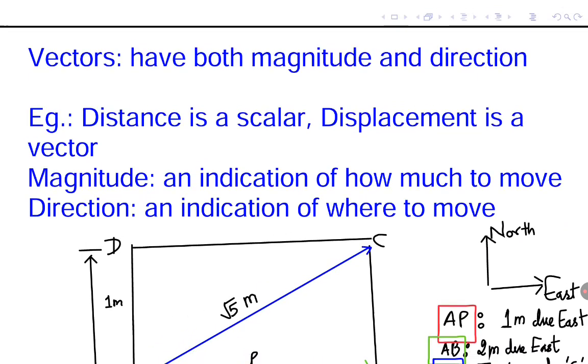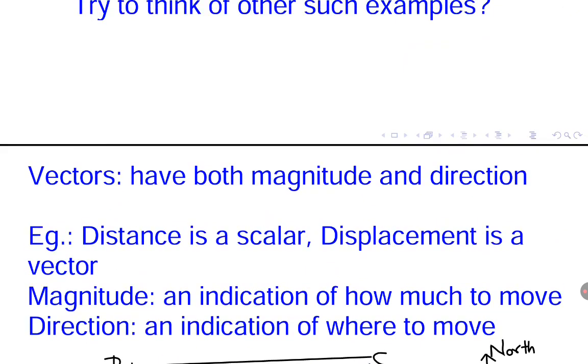Now let us move on to vectors. These are more interesting because, just like scalars, they have a magnitude, and additionally they also have a direction. For example, we talked about distance in kilometers or meters. So distance is a scalar.